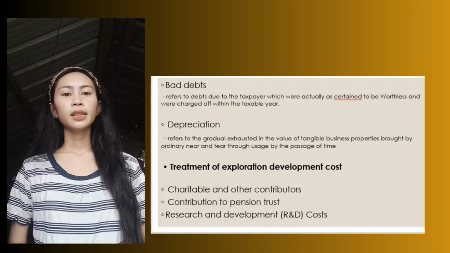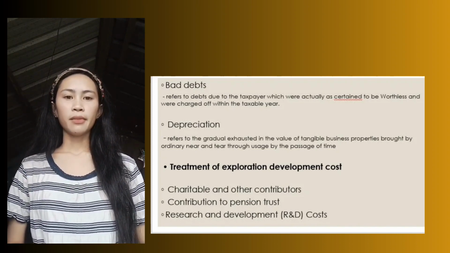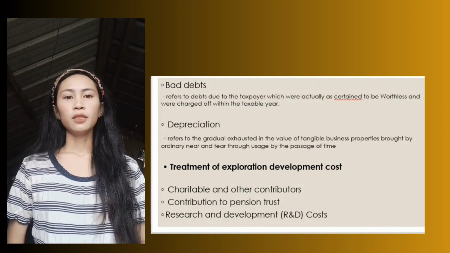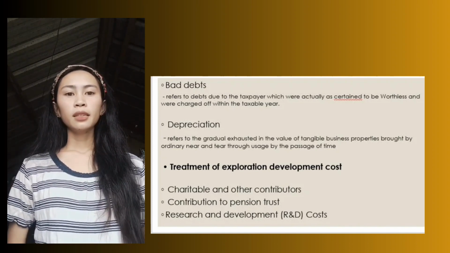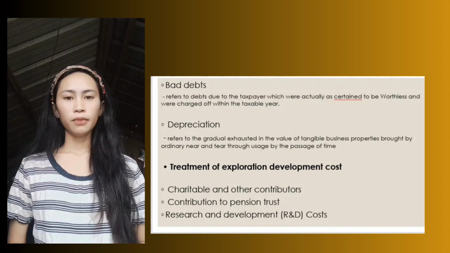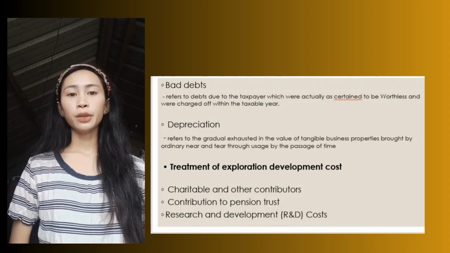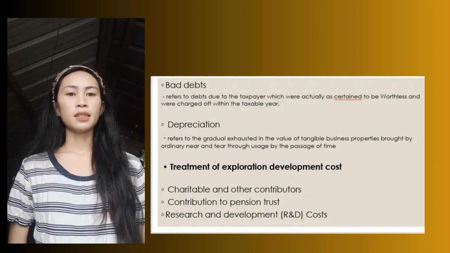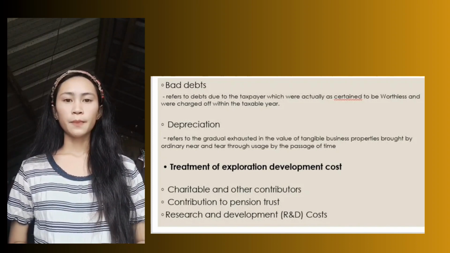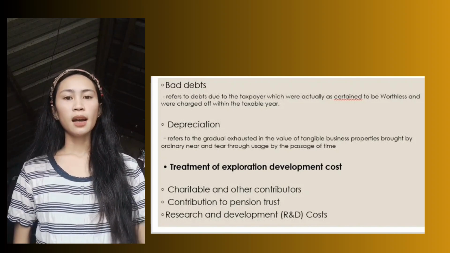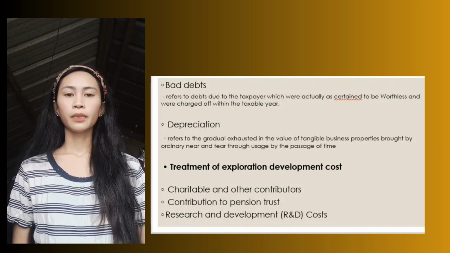Next is charitable and other contributions, requisites of claim for deduction on contributions. The donee institution must be a domestic institution. No income of the donee institution must inure to the benefit of any private stockholder or individual. The contribution must be valued at the tax basis of the property donated. The taxpayer must be engaged in a trade or business. The donee must issue a certificate of donation which includes a donor statement of values.